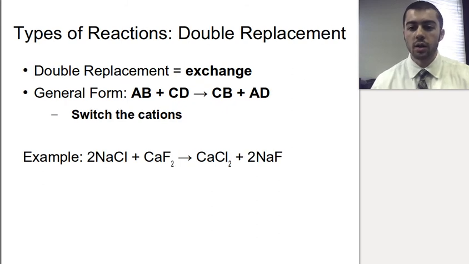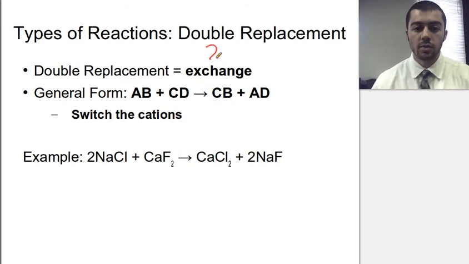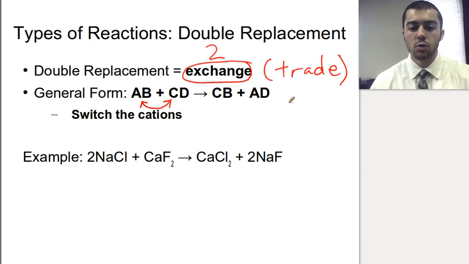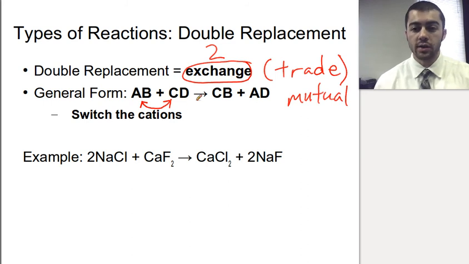By contrast, double replacement is two. Double means two, so double would be two substitutions. This would then be an exchange, or you could think of it as a trade. So AB plus CD makes CB plus AD. So what happened here? Well, C and A switched with each other. So basically C subs in for A and A subs in for C. So it's a mutual exchange. So instead of just having one thing come in and substitute, we have two things mutually switching.